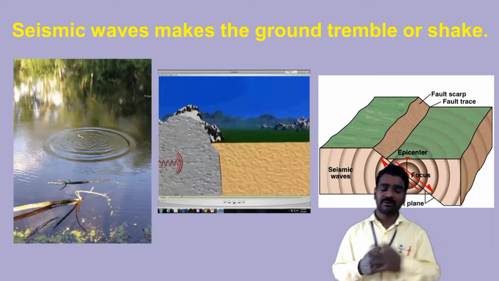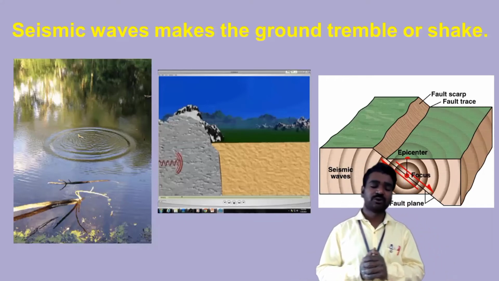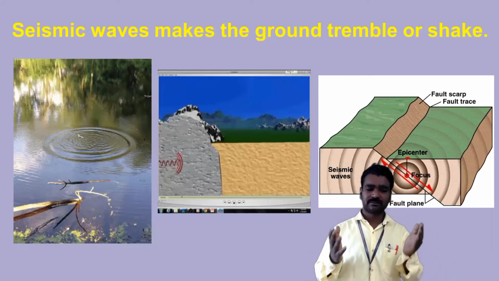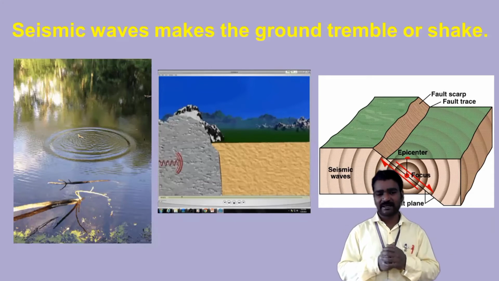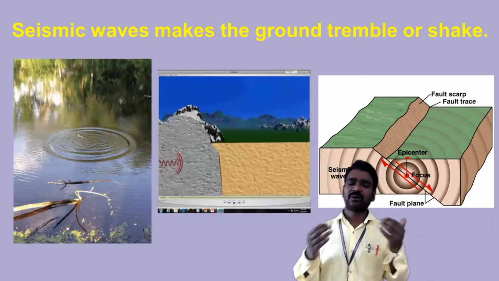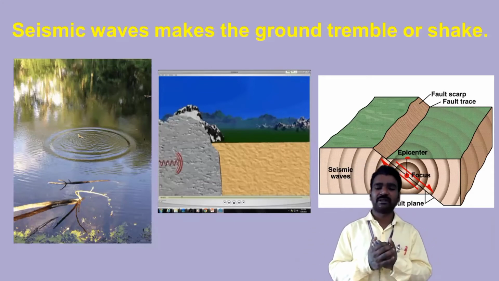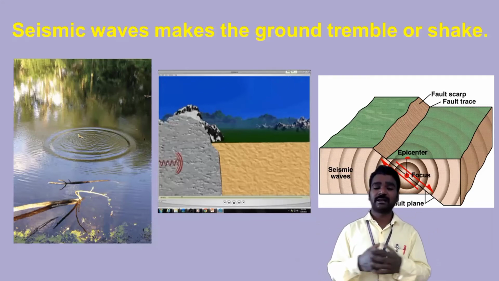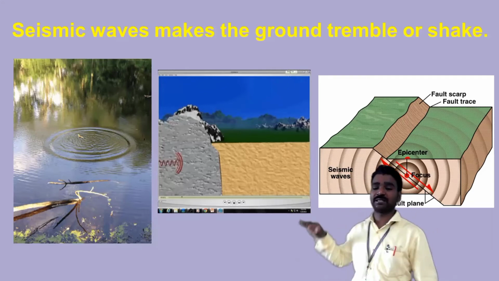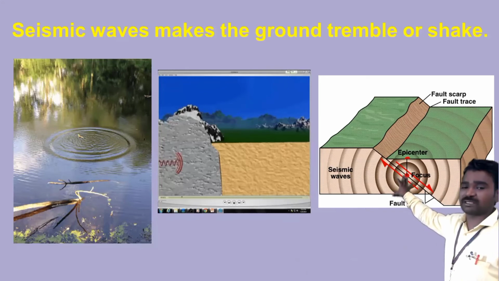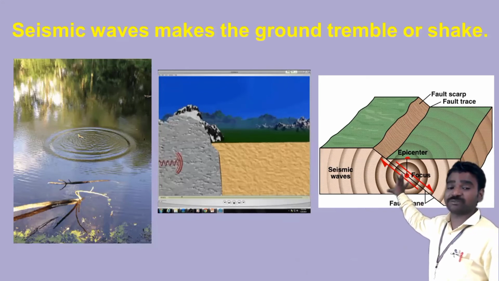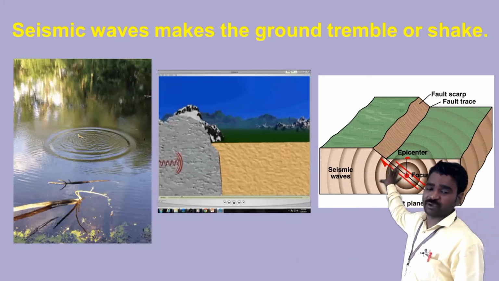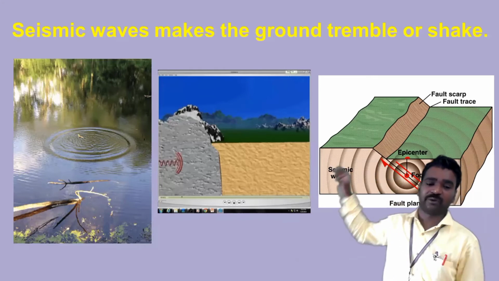As I said, when we throw a piece of stone in water, ripples are created. In the same way, whenever two tectonic plates collide with each other, waves are created. Here in this picture you can see the waves. These waves are called seismic waves.